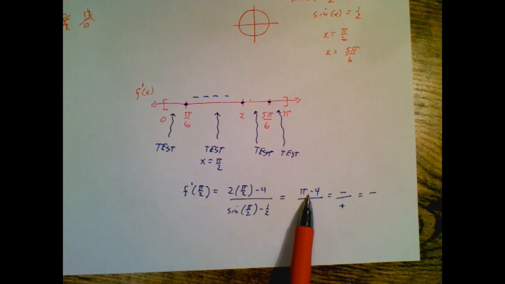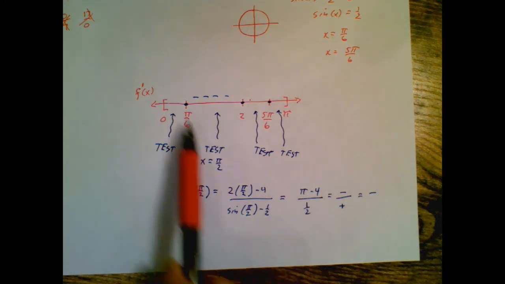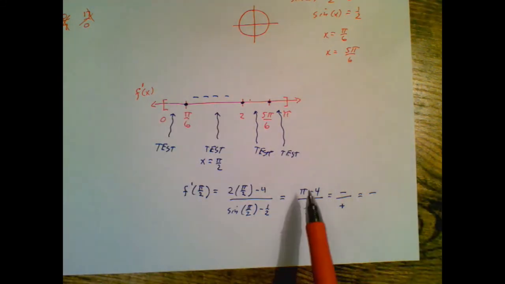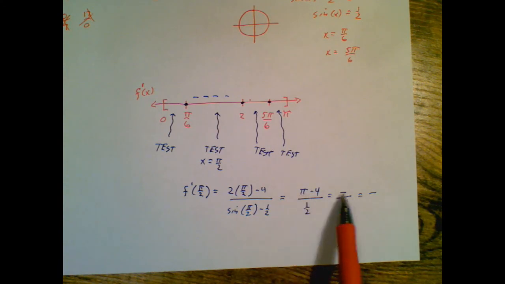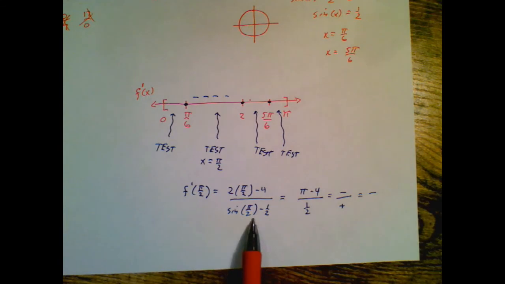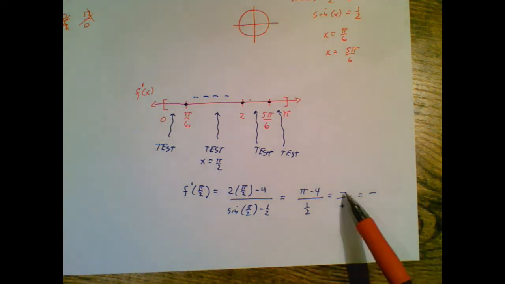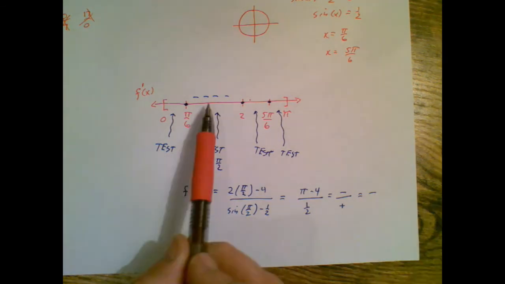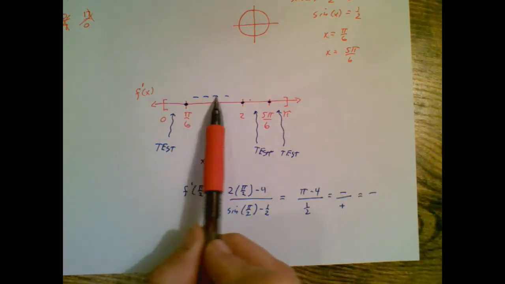Now at first I say I can't figure that out, but remember we only need pluses and minuses in here. So pi is a little bit more than 3. 3 minus 4 is a negative number. This one I can do because sine of pi over 2 is 1. That's a 1/2, but really I only care that it's a positive number. A negative divided by a positive is a negative, and that's how I know to put a negative in there.